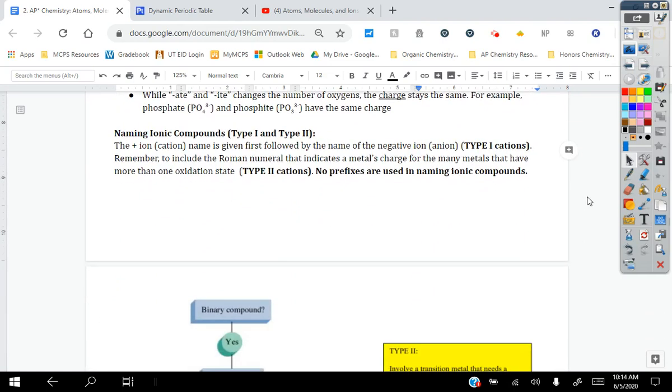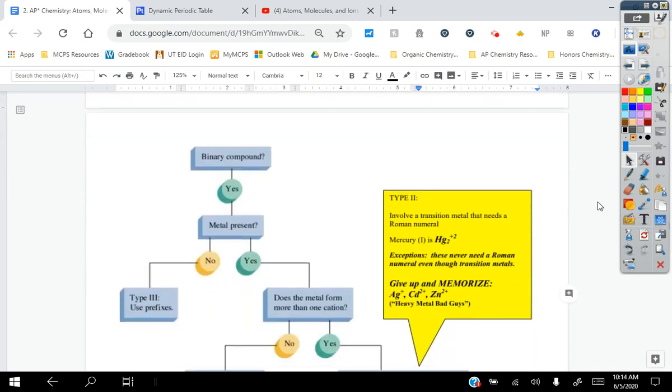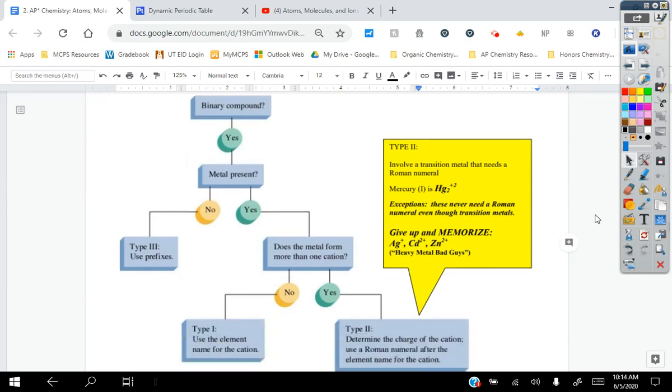When we name ionic compounds, both type 1 and type 2, you write the cation name first, so just the regular name from the periodic table, and then the name of the anion with the IDE ending. With type 1, you don't need Roman numerals, but type 2, you do need Roman numerals. We don't need any prefixes when we name ionic compounds because prefixes are used when we're dealing with covalent compounds, which we'll talk about shortly.